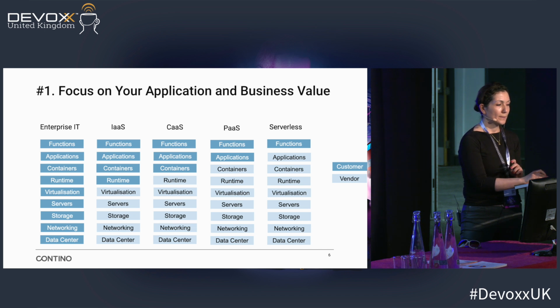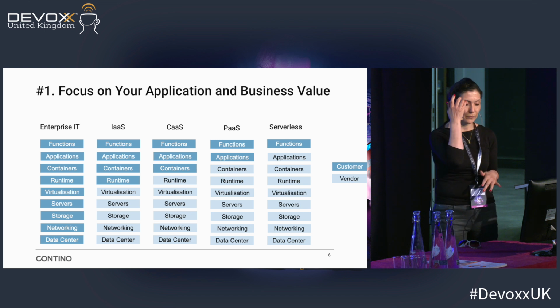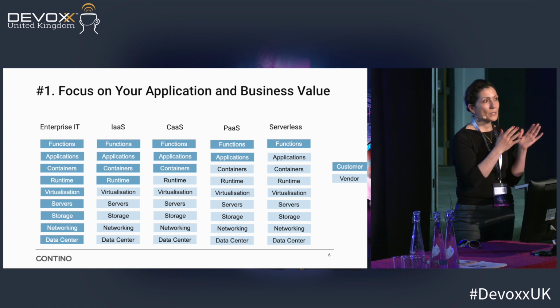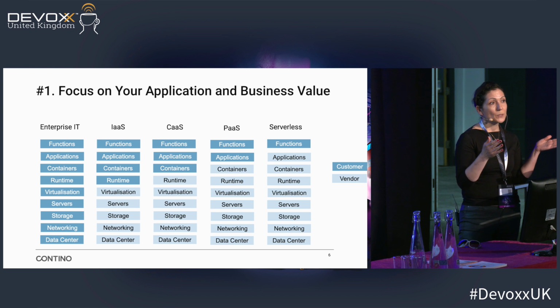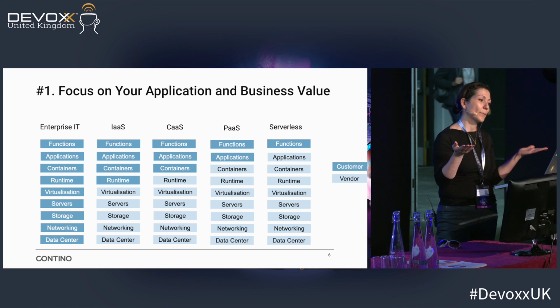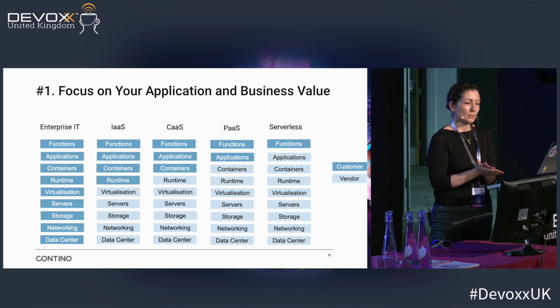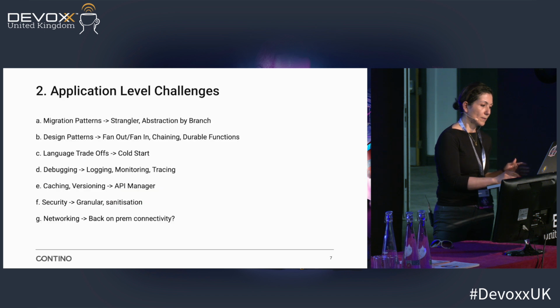And the difference between PaaS and serverless is 20 milliseconds, the startup time. Whenever a function can be triggered and up and running within 20 milliseconds, then it is categorized as serverless as well.